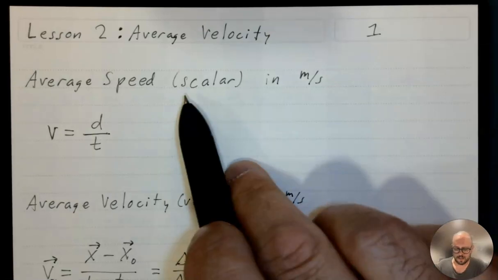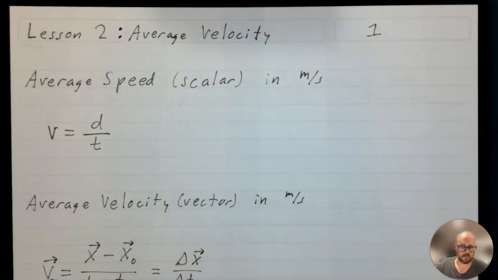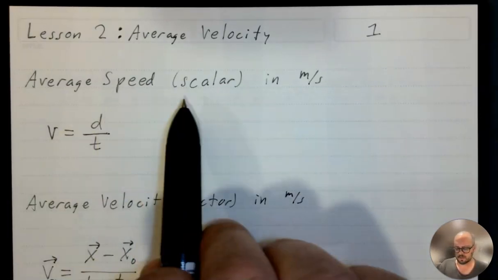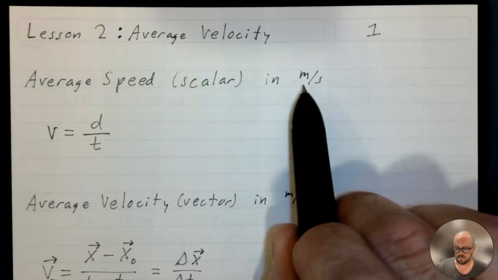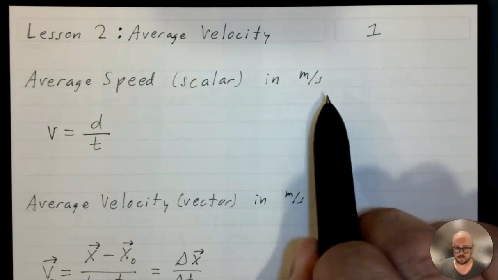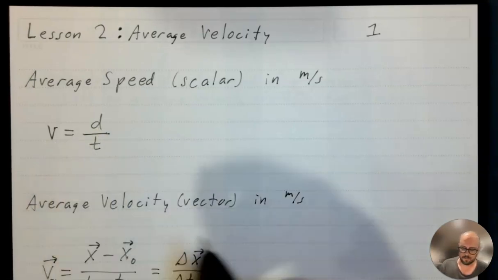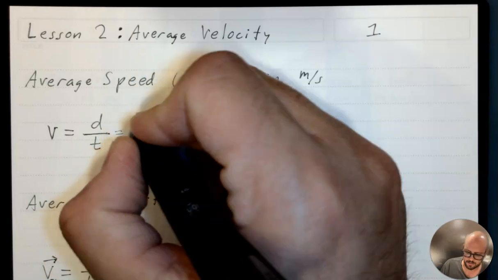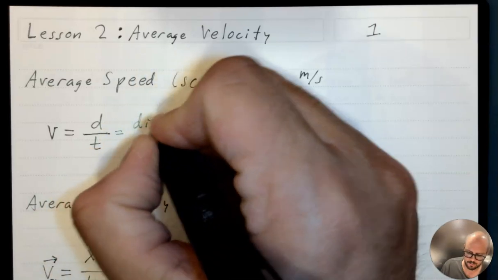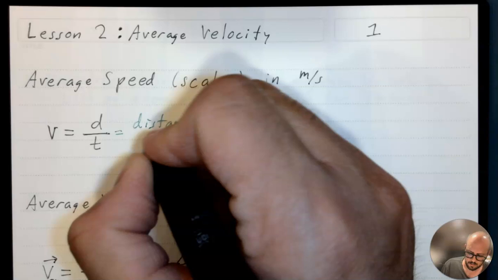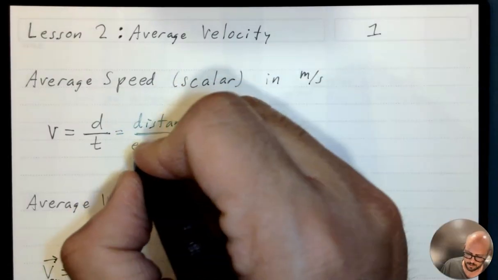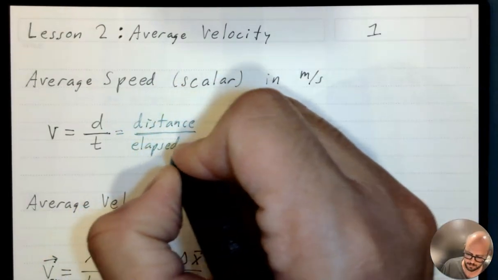Average speed is a scalar quantity. So a scalar quantity, remember, is something that only has a magnitude. So it's just a number with units. It has no direction associated with it. So average speed is just a number with units. The units are meters per second because average speed is computed by taking the distance traveled divided by the time elapsed. So this is the total distance divided by what we would refer to as the elapsed time.